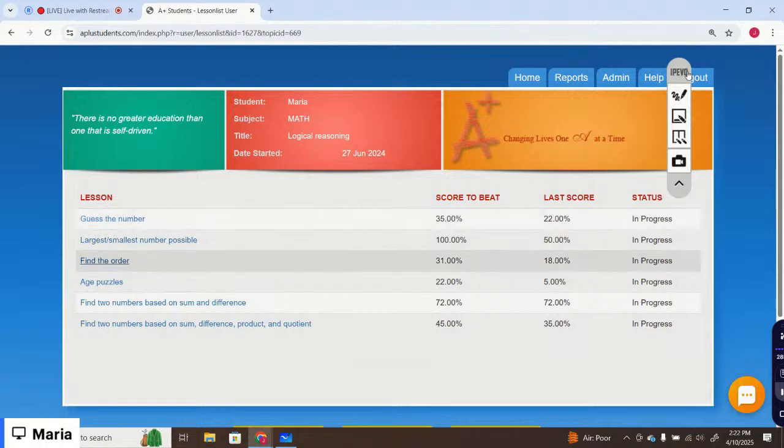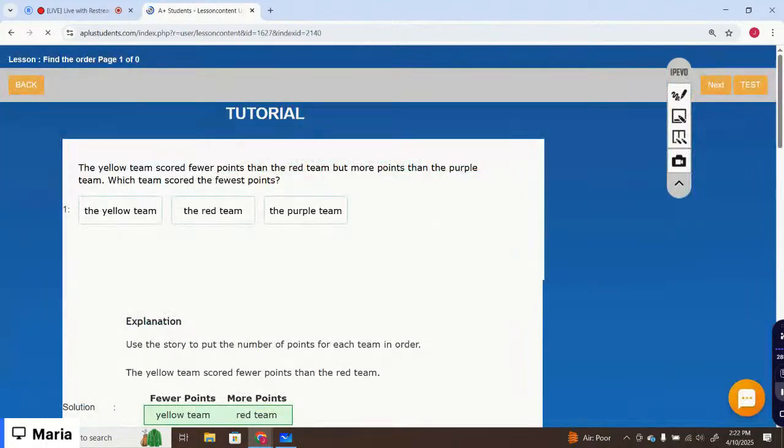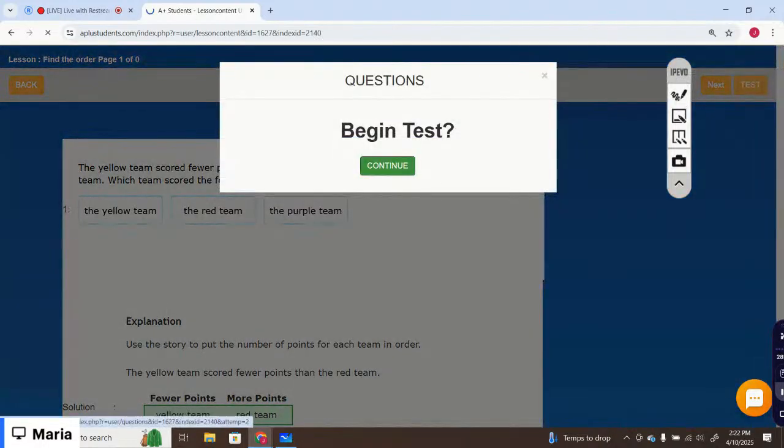The next lesson is find the order. Let's just start with the lesson. The yellow team scored. Okay, let's just start with the first question.